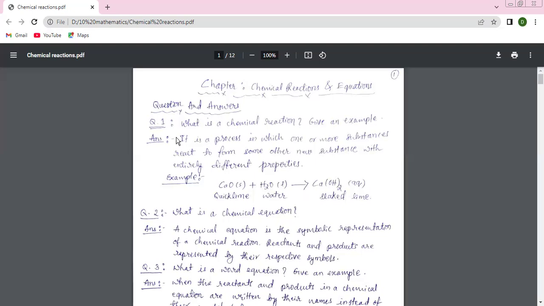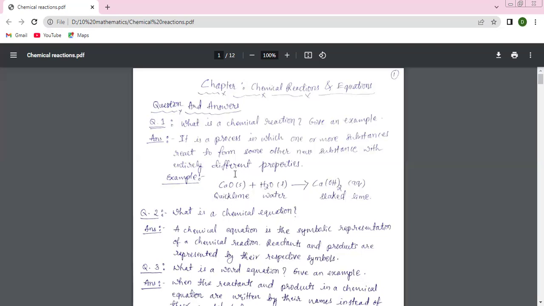So the first question of this chapter is, what is a chemical reaction? Give an example. The answer is that it is a process in which one or more substances react to form some other new substances with entirely different properties. So this is the definition of the chemical reaction. Here we have given an example.